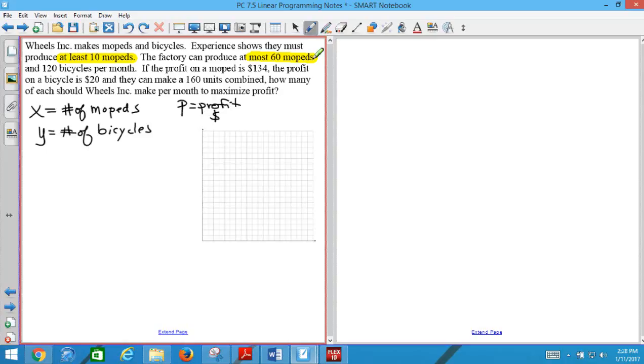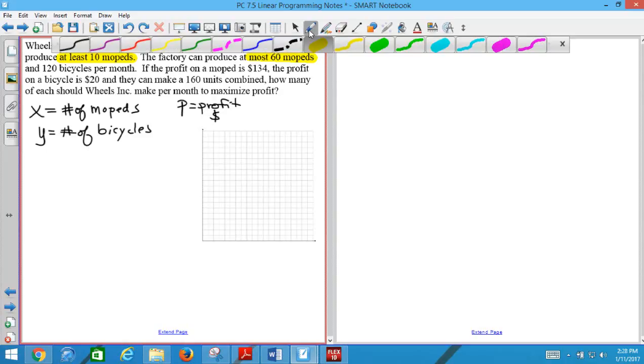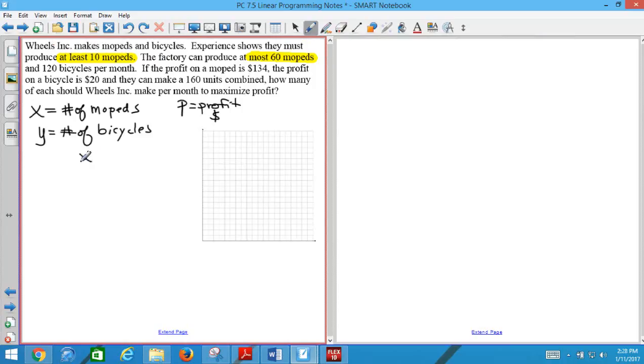So then x plus y is less than or equal to 160, right? Yeah, but I didn't write that one down yet. I'm just talking about the mopeds being between 10 and 60. The mopeds themselves have to be between 10 and 60. At least 10, at most 60.